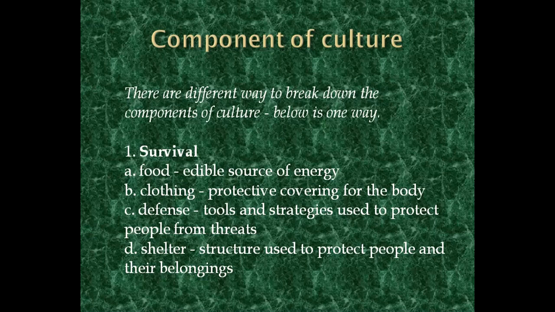Now, in our first part of components of culture, we talked about the different components. And in this slide, you will find that those components are actually explained in more detail. So here we are getting food, clothing, defense, shelter, which are very essential for survival. And whenever we look into the different cultures of the society around the world, we do find that these are the most essential part of human survival or human existence.